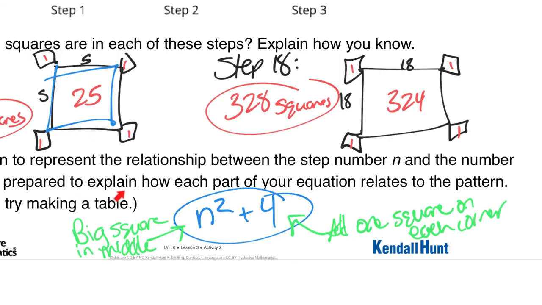When the question says to explain how each part of your equation relates to the pattern, this is one way you could do it. This n squared piece is showing us the big square in the middle, right here. And then plus 4 comes from adding 1 square on each corner of the pattern. That's right there.